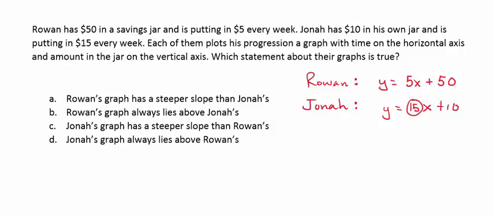Jonah's graph has a steeper slope than Rowan's, and so at this point, the answer is going to be C. These graphs will actually cross at some point, so B and D are not actually going to be choices. One will not always be above the other. That is it for this question.